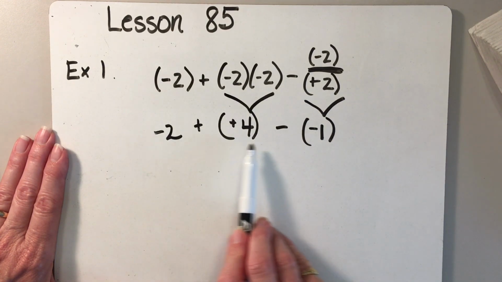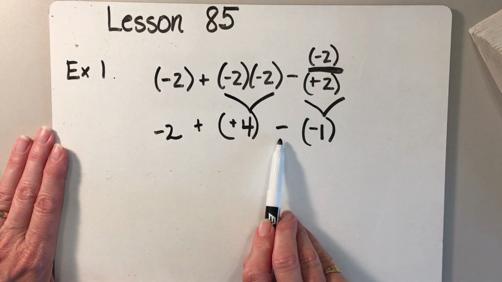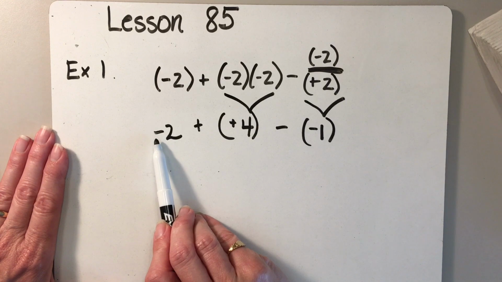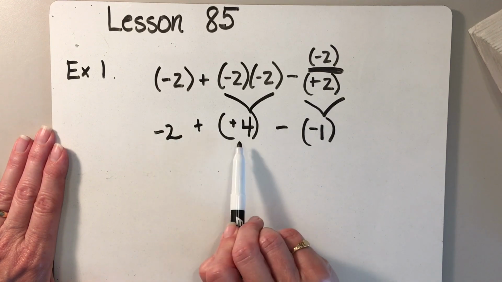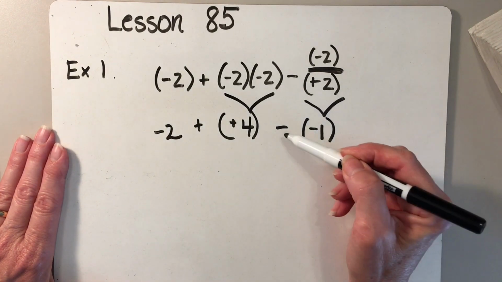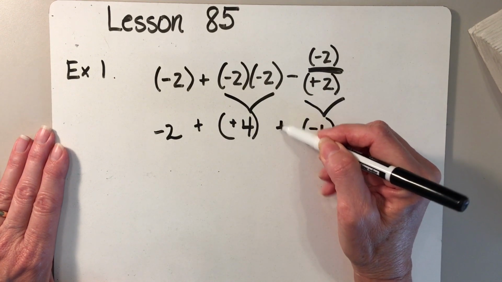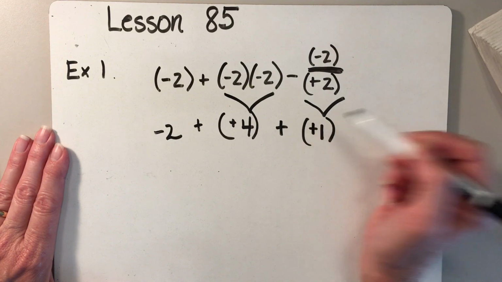Remember that when we get to this point right here, you want to have all plus signs. Don't get confused when I say plus signs and your negative numbers. This is your operation. We have negative 2 plus a positive 4 minus a negative 1. So remember, we do not want any minus signs, so we want to change those. When we change those, we want to change the next number to its opposite.